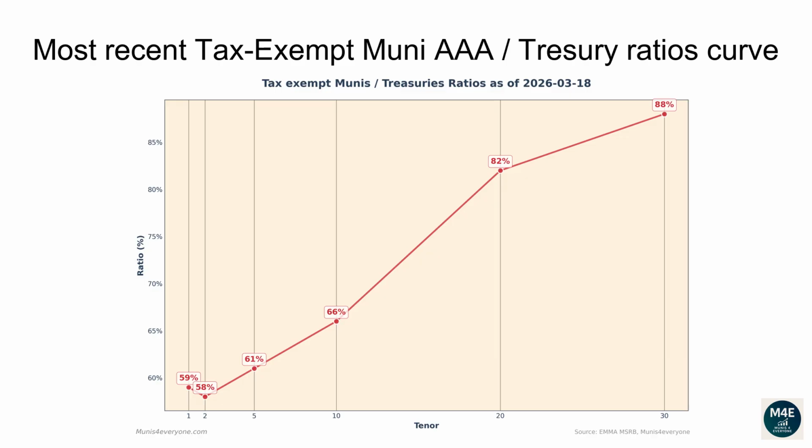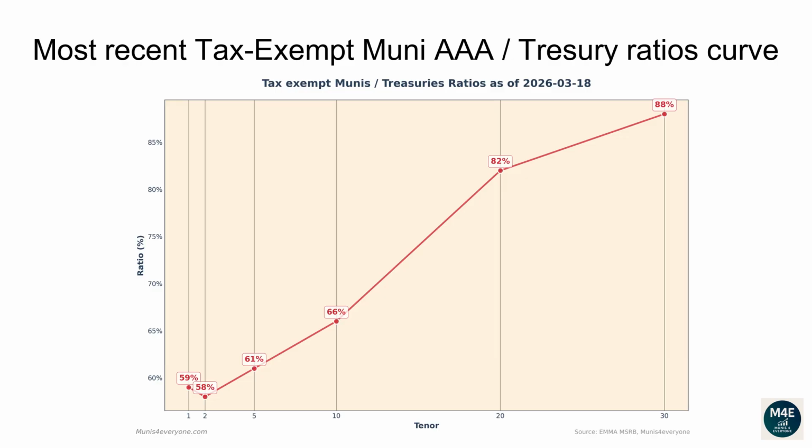Back to the tax-exempt version of the Muni curve. Municipal traders and portfolio managers often compare how cheap or rich municipal bonds are versus treasuries by looking at the ratio curve. For each maturity of the curve, we simply compute the ratio between tax-exempt Muni yields and treasury yields. In general, the closer to 100% a ratio is, the cheaper Muni bonds are. More on ratios at the end of the video.